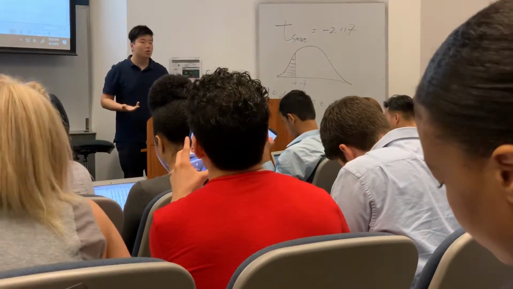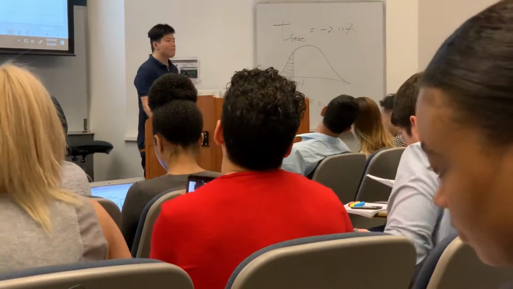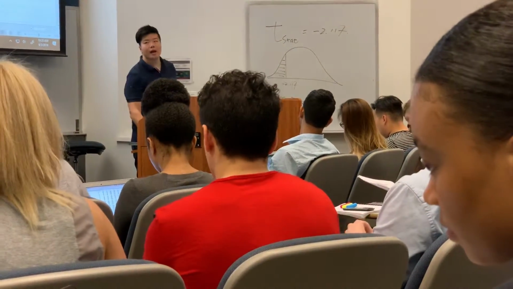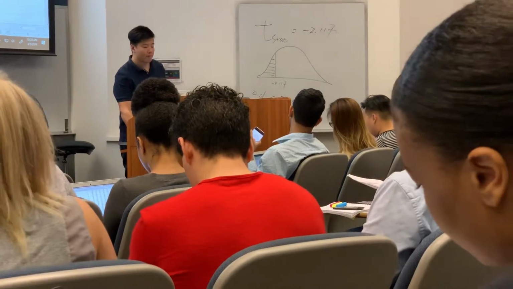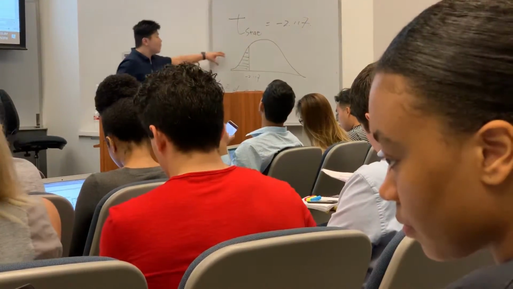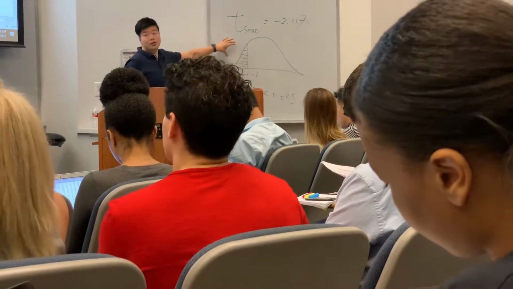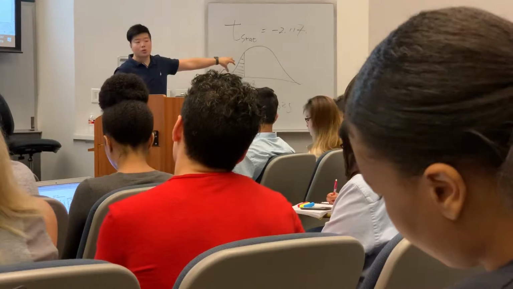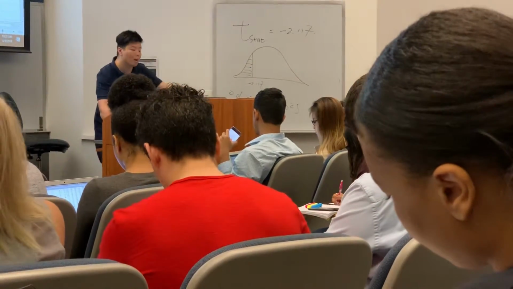Well, should I do a 1 minus? No, I don't need to do that. Why? That's not a 2-tail test. Because based on my graph, this is a very, very small area, so we don't need to do 1 minus.